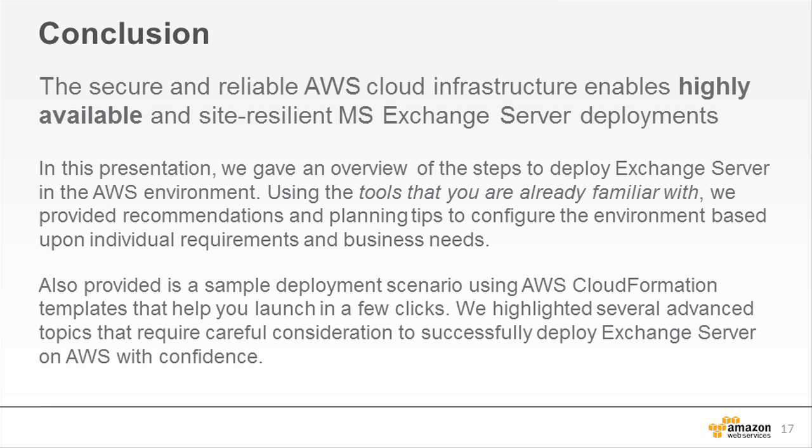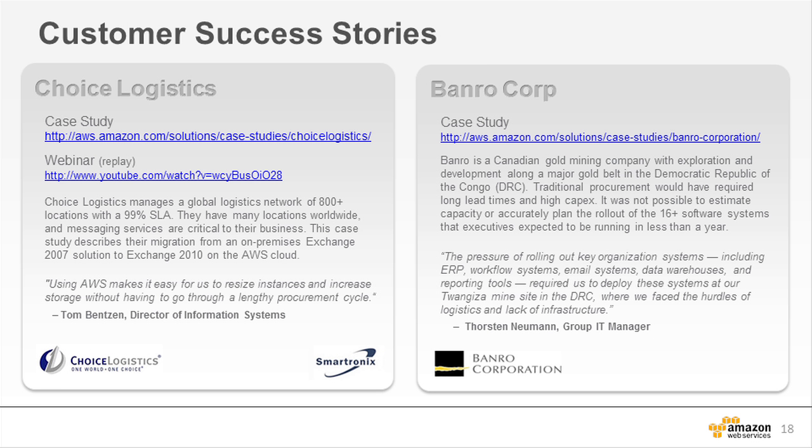Yeah, and before we get to that, I just would like to look at the next couple of slides here, Ulf, if you don't mind. We have a couple of customer success stories and case studies which are available on the AWS website. Skip to the next slide, please. Those are available on aws.amazon.com. The first one is the Choice Logistics and Smartronix case study. There's a webinar that Smartronix did to give an overview of that, and that replay is available on YouTube. The links are in the deck, which will be sent out following this event.